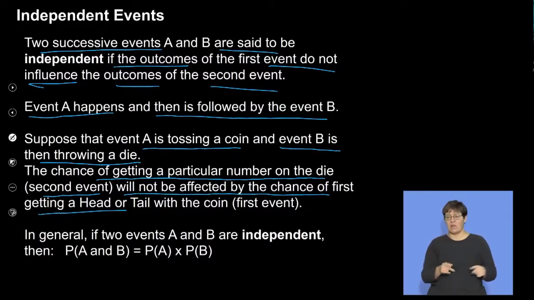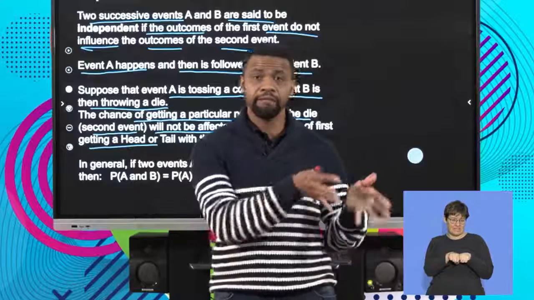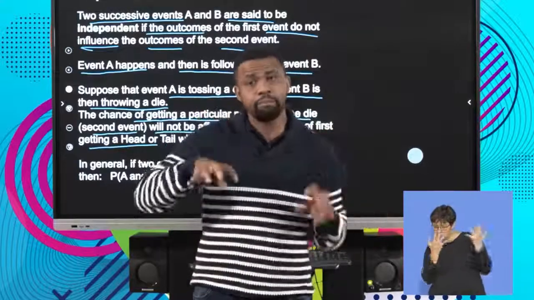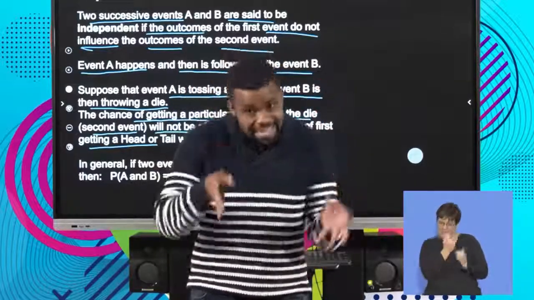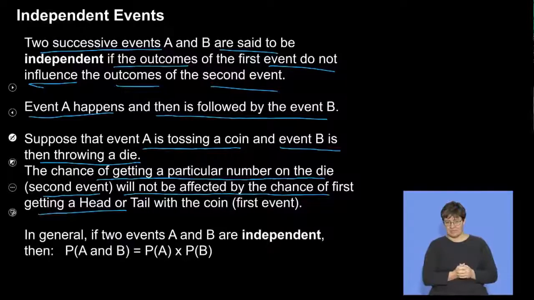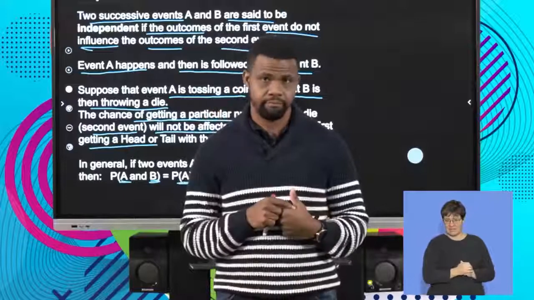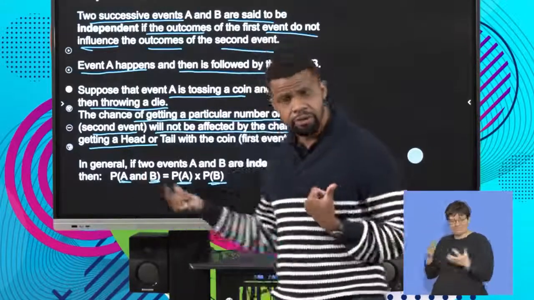In mathematics, we use this formula to test whether events are statistically independent, or to calculate probability given that they are independent. The probability of A and B will be the probability of A multiplied by the probability of B, given they are independent. If they're not independent, you cannot apply that.